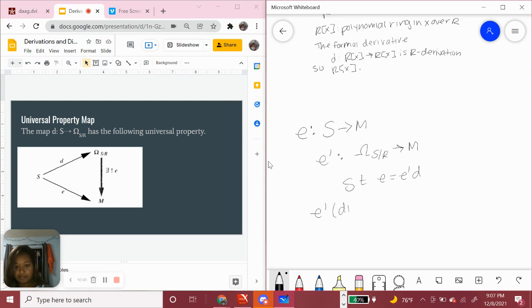E prime of df equals E of f. And we get this by plugging in f, so E times f equals E prime of D times f, which gives us E prime df. Okay. And then this formula defines a homomorphism because the relations among the df are also satisfied by ef. Okay. That's a little bit on the universal property map.